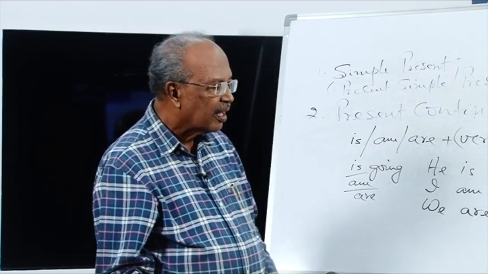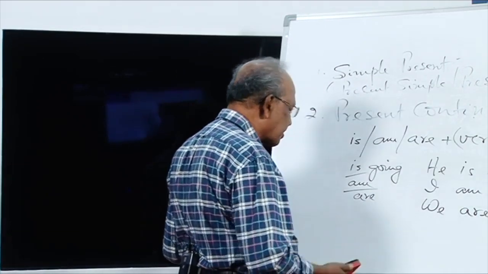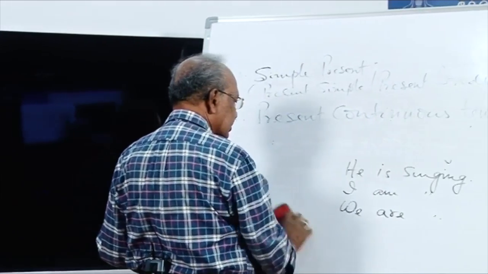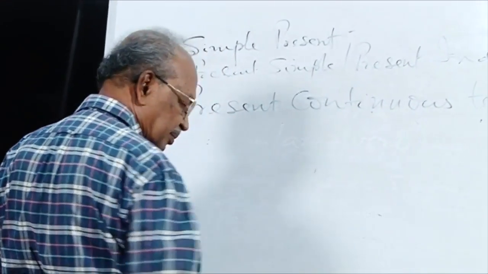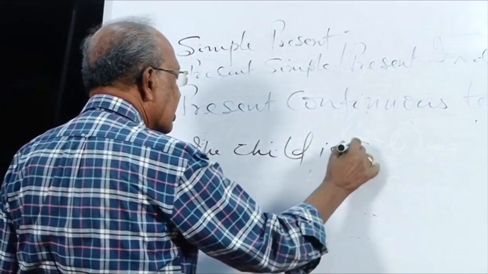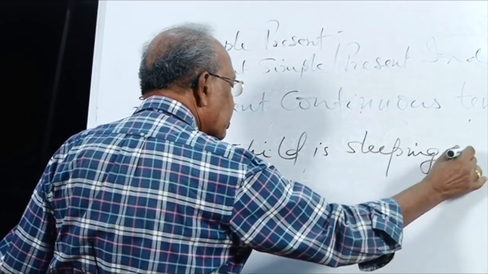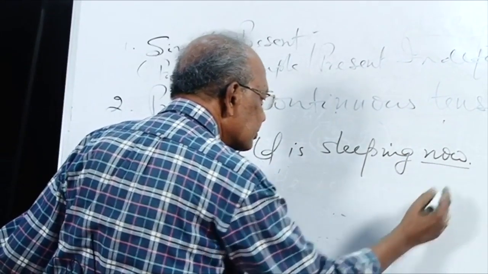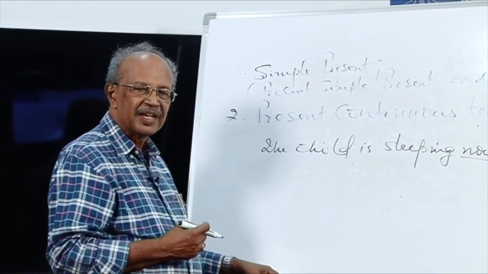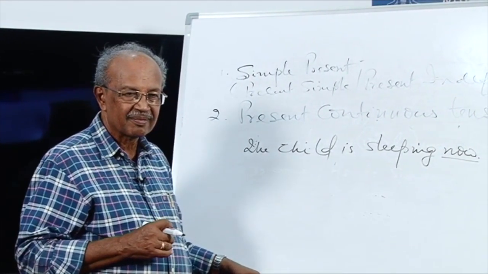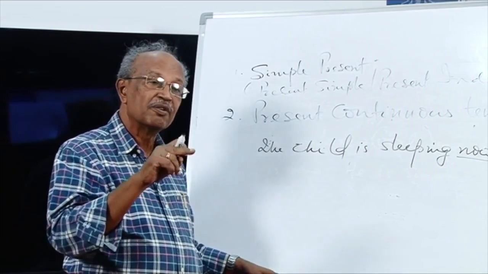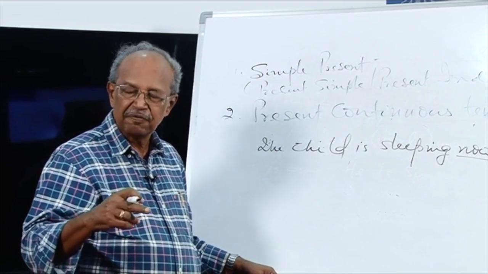Then certain adverbs are certainly used with this tense. You see, the child is sleeping now. When? Now. So now is used as an adverb. It's an adverb of present. If it is yesterday, adverb of past. If it is tomorrow, adverb of future. Adverb of future time, future.